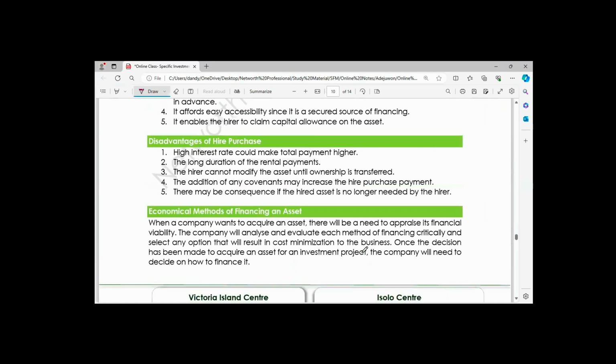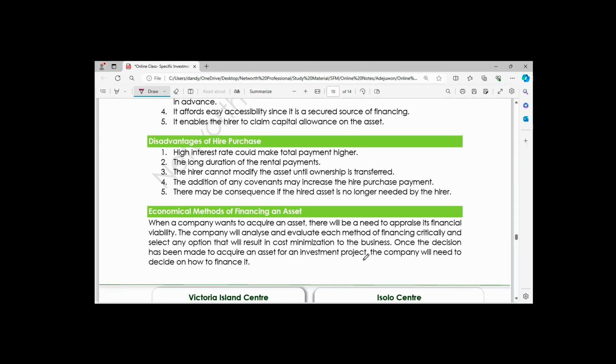Now, first things first: when you have a question that relates to a specific investment decision, or where the examiner is asking you to advise on the most economical method of financing the assets, the first thing you are going to do is determine the financial viability of the asset. Whether you are asked or not, you must determine whether the asset is financially viable by computing the NPV. Once the NPV is computed and the asset is financially viable, you can then go ahead to determine the most economical method of financing the assets.